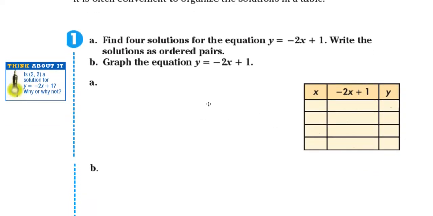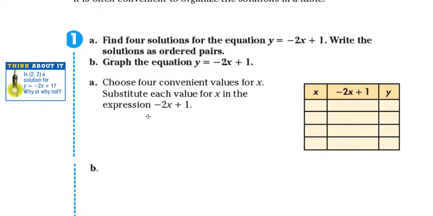Let's look at letter A. We want to choose 4 convenient values for x, convenient meaning it's easy to solve. Substitute each value for x in the expression negative 2x plus 1. In this case we chose the values for x as negative 2, 0, 1, and 3. You can use any values, but these are the 4 convenient values. After choosing, do the computation to find y, and since y equals negative 2x plus 1, we simply write negative 2x plus 1 in the middle part of our table.